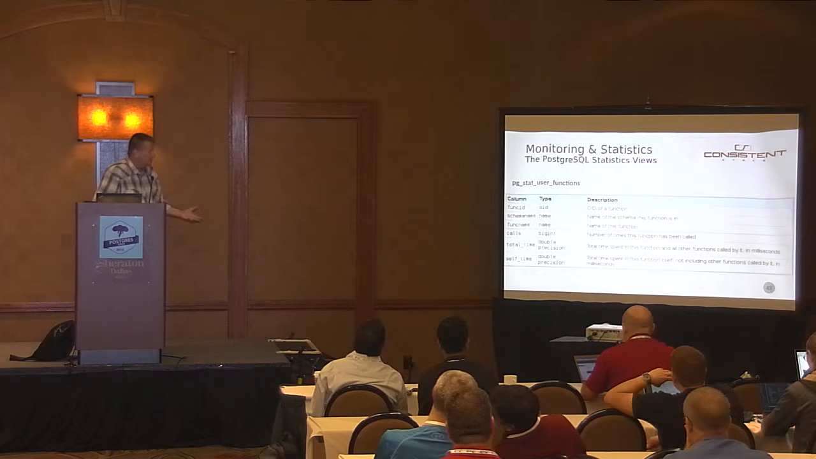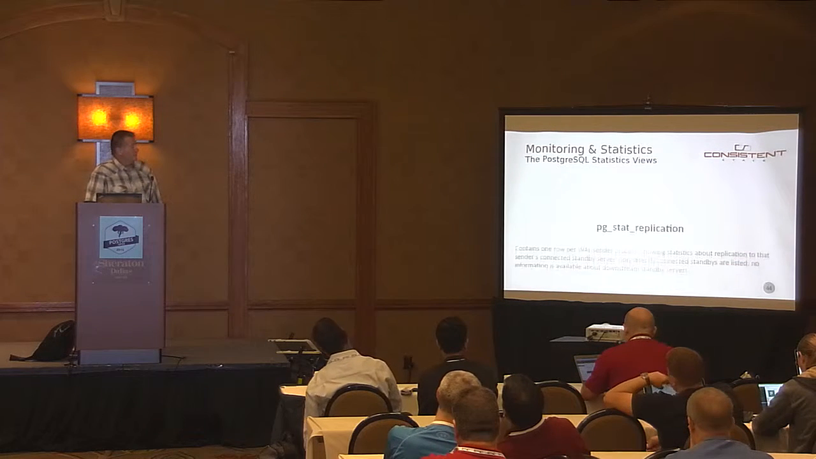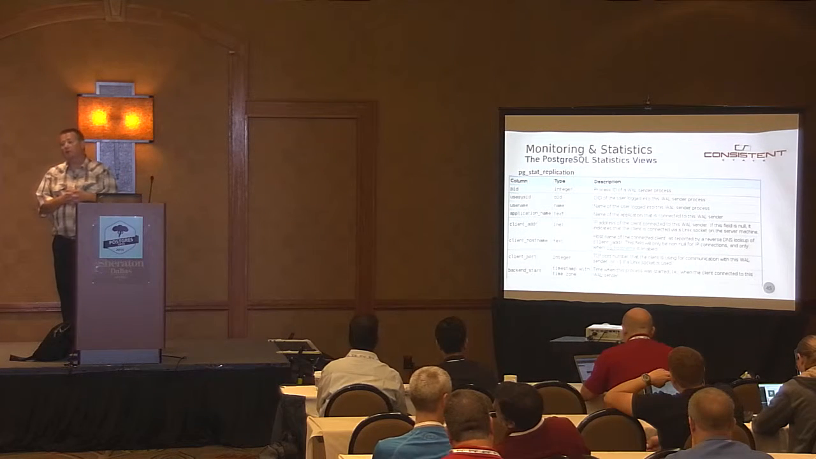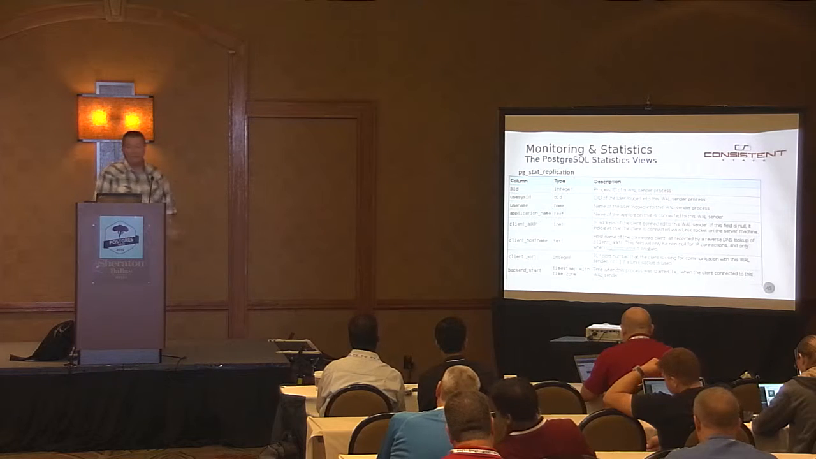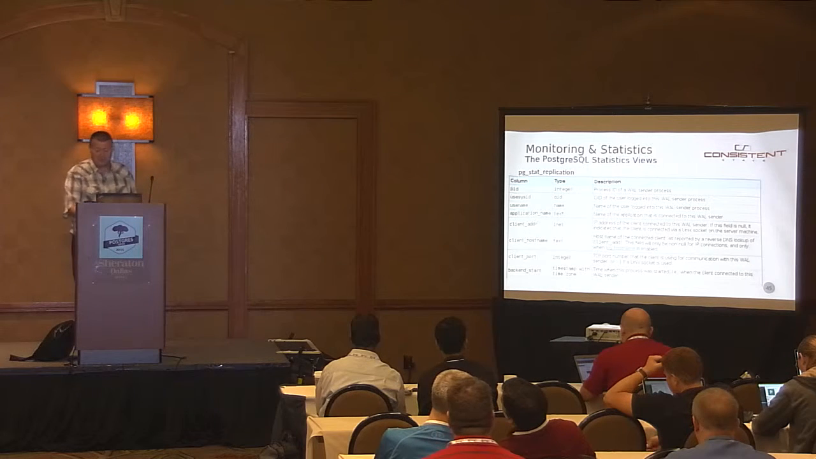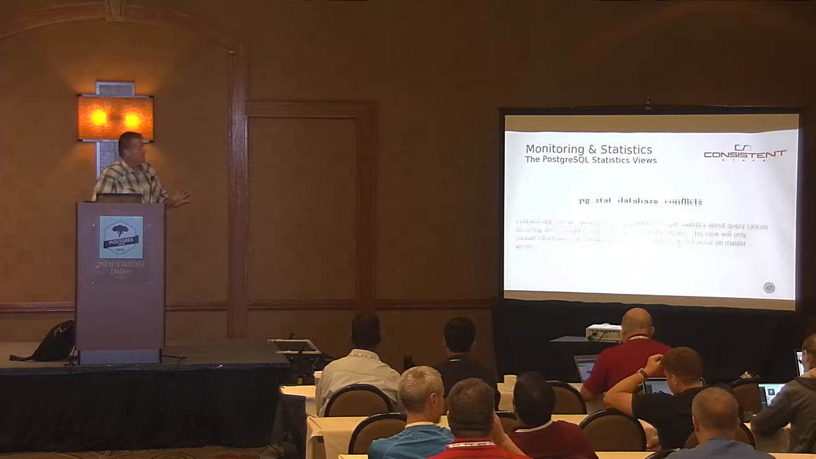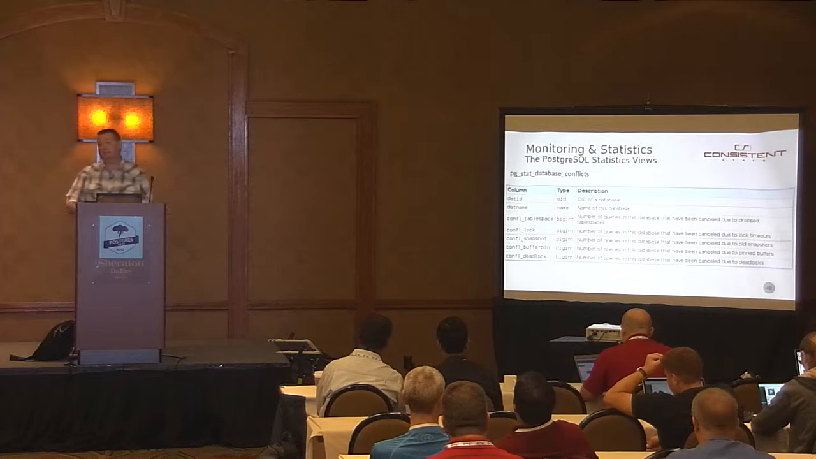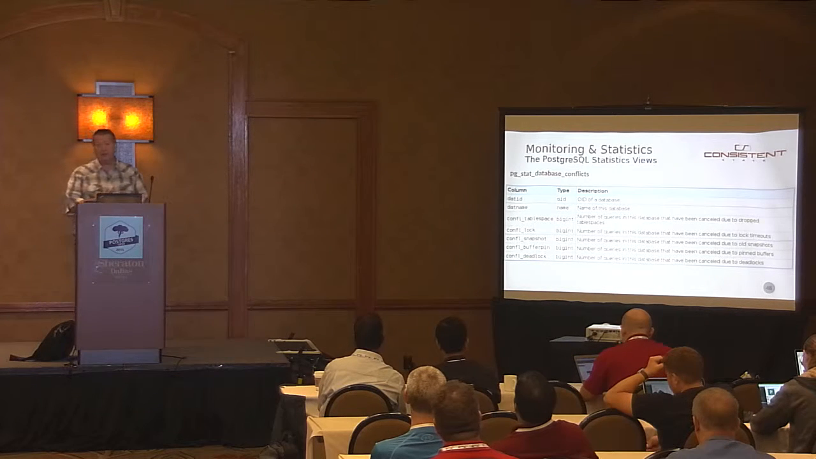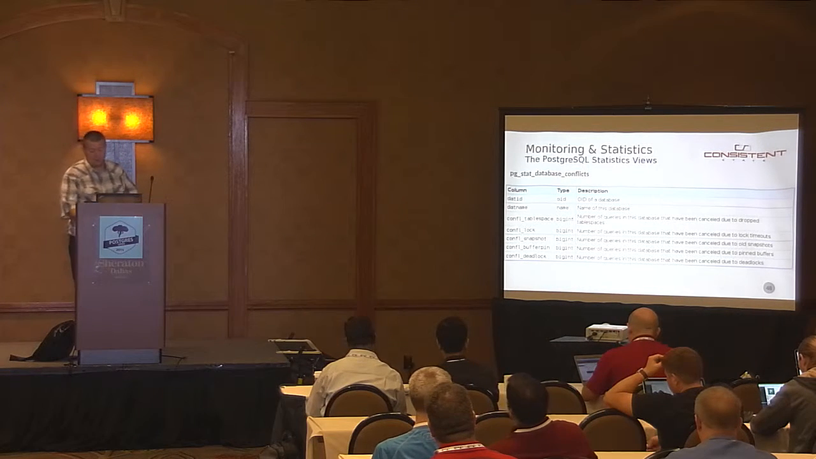There's PGStat user functions. These are the function counts I was talking about earlier. There's also a PGStat replication table, which will show me one row per wall sender process. And this will give me some visibility into activity for streaming replication and how far behind the master might be from the slave and so forth. Vice versa. Also, there's a PGStat database conflicts table that'll show me a little bit better or more visibility information-wise around conflicts that are taking place from a streaming replication perspective.